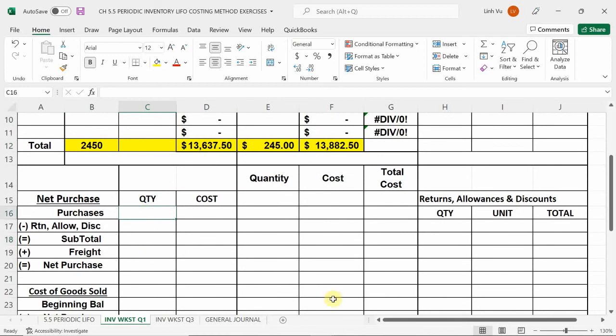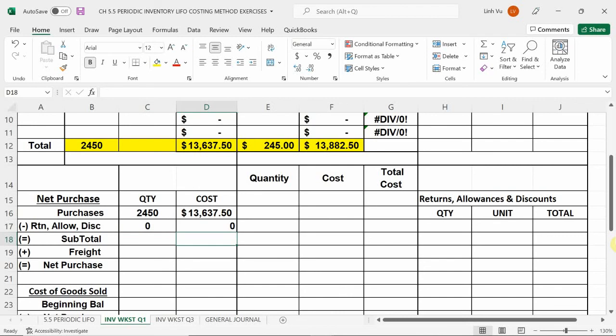So in this case, how many items did I purchase? Well, we purchased a total of 2,450. Now, what was my total purchase price, right? Before the freight. In this case, I purchased a total of $13,637.50.